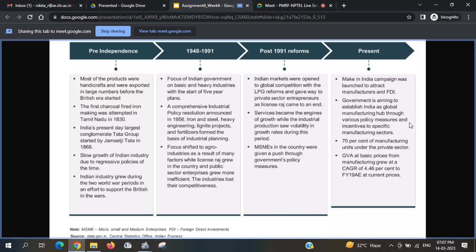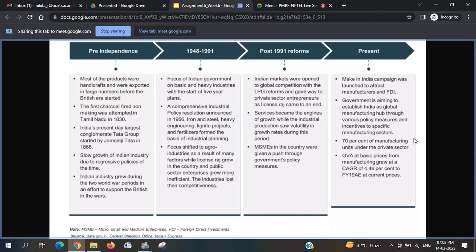So presently in India, the Make in India campaign was launched to attract manufacturers and more foreign direct investment, and the government is aiming to establish India as a global manufacturing hub through its different national and international policy measures, and by providing different incentives specific to the manufacturing sectors in India.